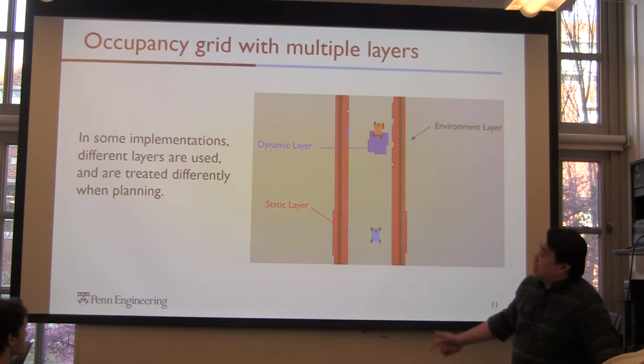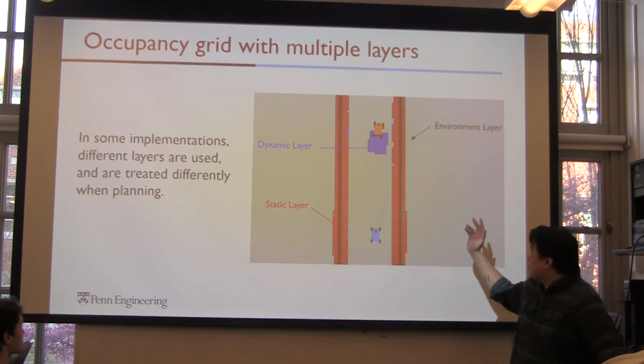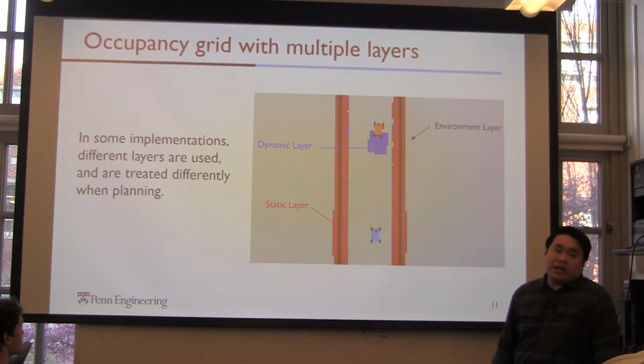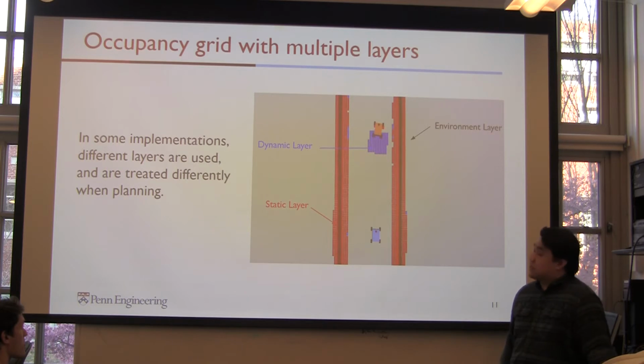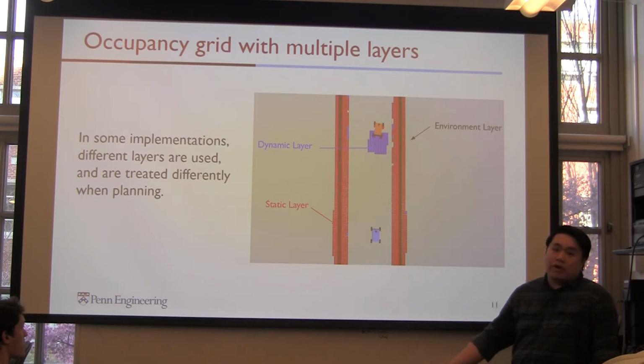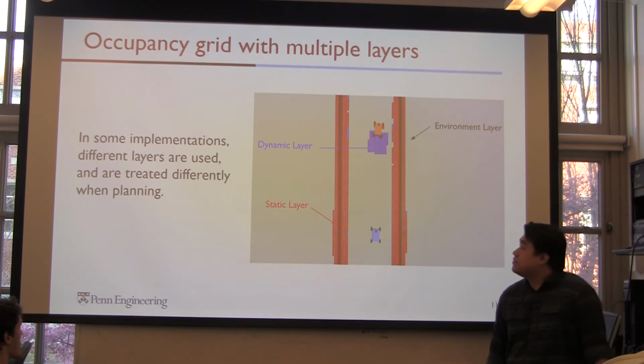And then you have the dynamic layer. In this case, we have another race car. In this layer you can put stuff that you only see for 10 frames and didn't see for the next 10 frames. So it's a moving layer where the cells can change value every time you do the motion planning again.